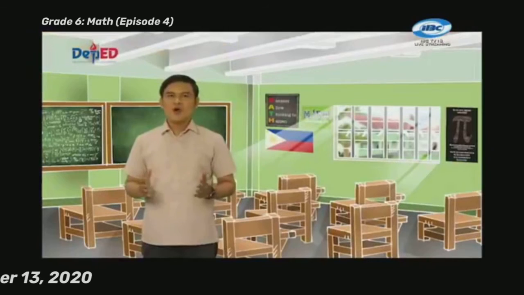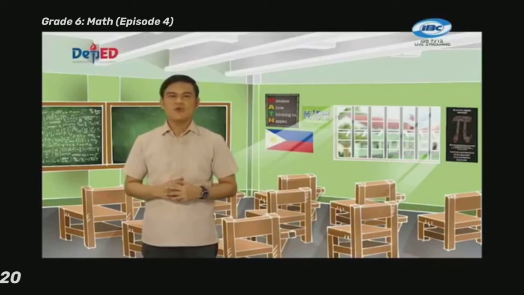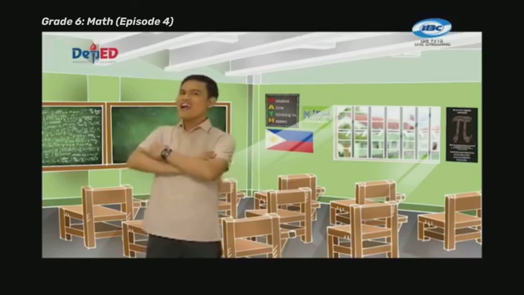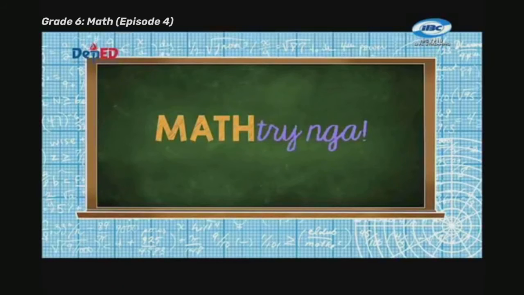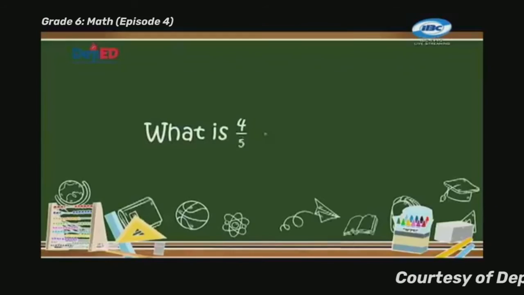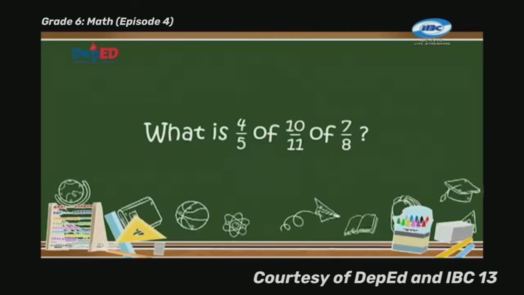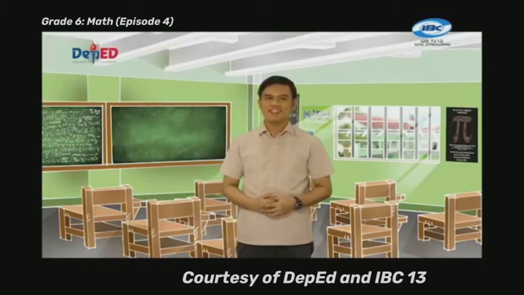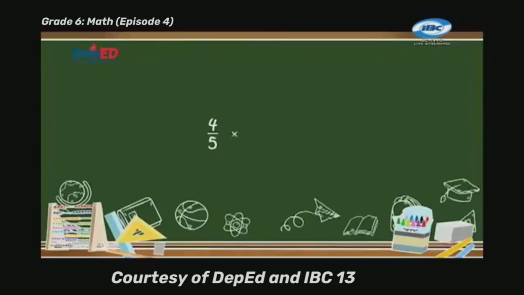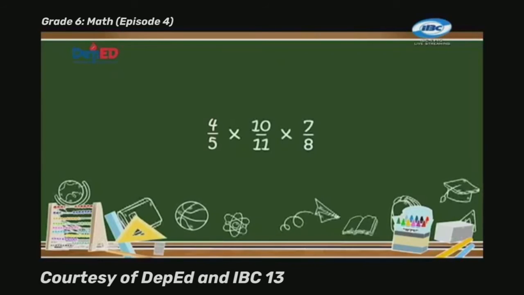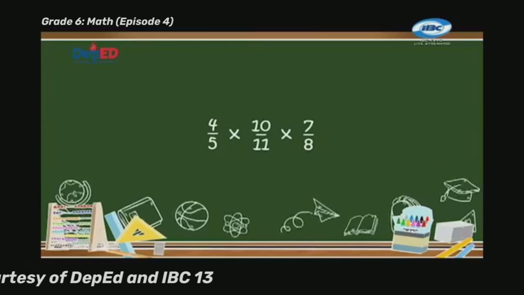And now, we will see if you can answer our next task. Join with me and say, Math try nga! What is 4 fifths of 10 elevenths of 7 eighths? First thing to do is to translate it to a mathematical sentence. 4 fifths times 10 elevenths times 7 eighths.